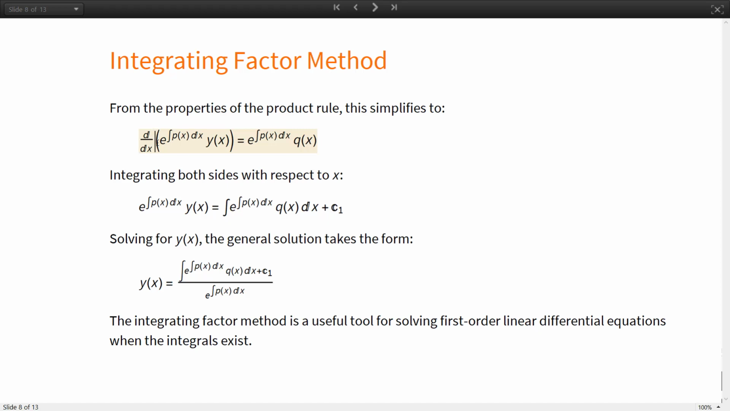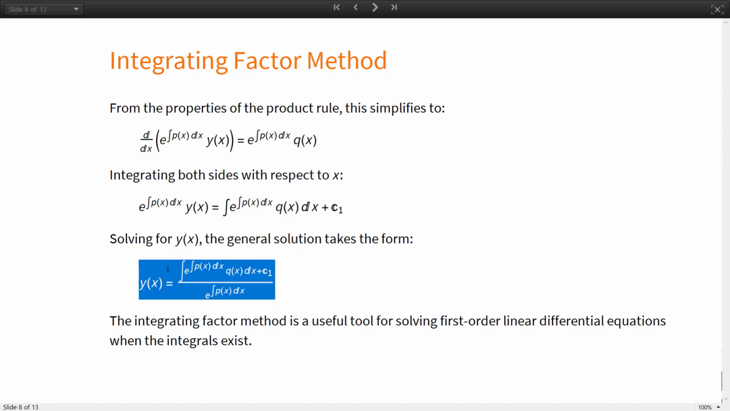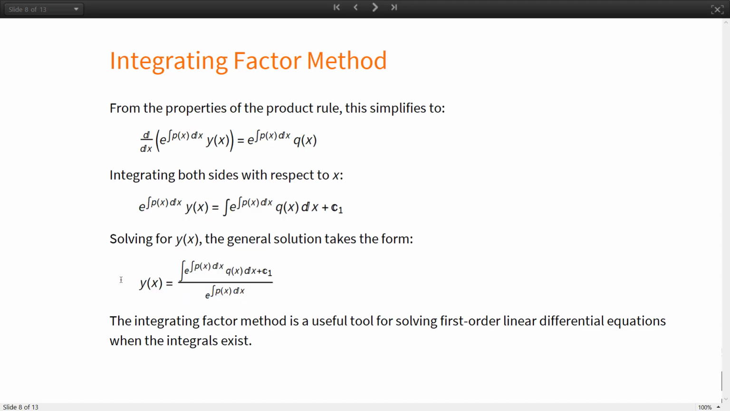Now we can integrate both sides with respect to x to obtain the equation here. Solving for y of x gives the general solution. Since p of x and q of x are given in the differential equation, we know all the terms on the right-hand side, so we can find an expression for the solution as long as the integrals exist.